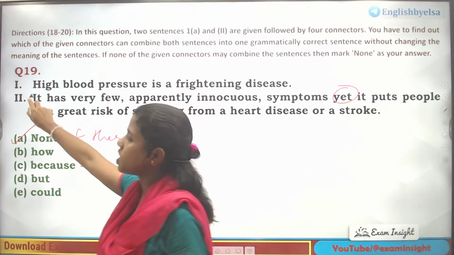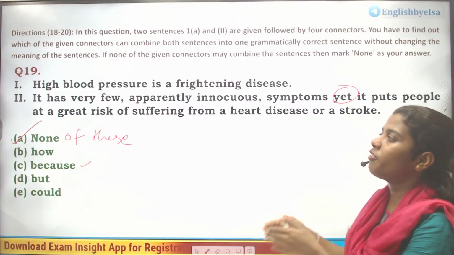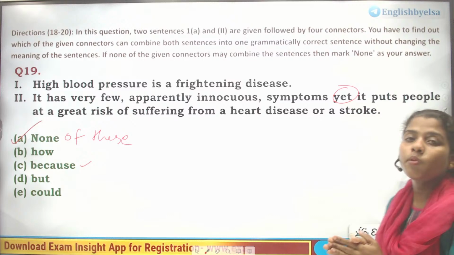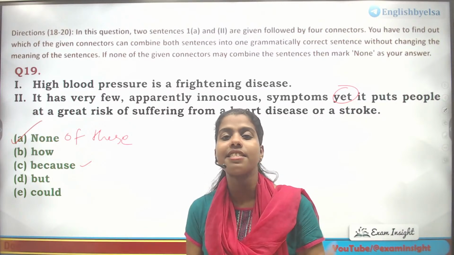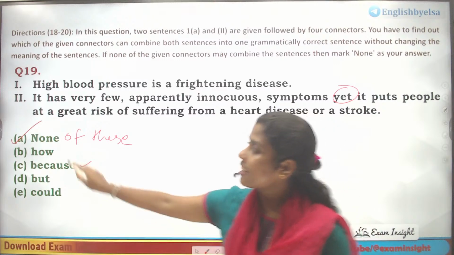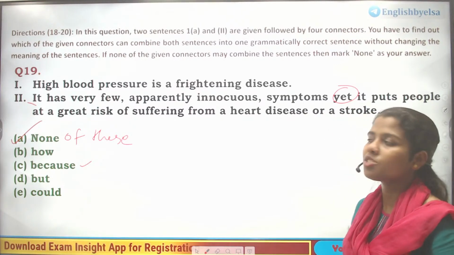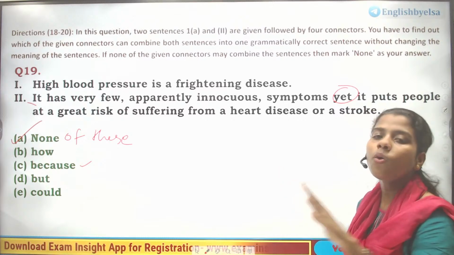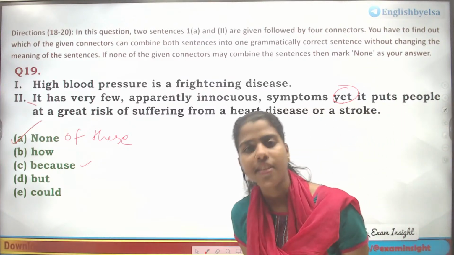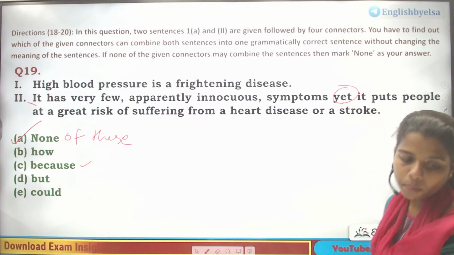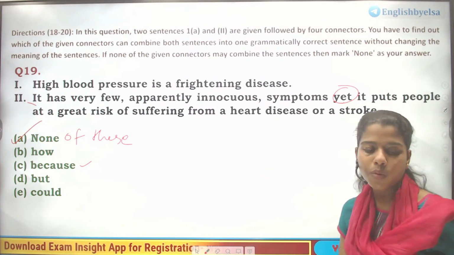If you put in because here, high blood pressure is a frightening disease because it has very few apparently innocuous symptoms, yet it puts, that means two similar kinds of connectors are in a single sentence, which makes the sentence grammatically incorrect. That is the reason I cannot put any of the connectors here. No other words can connect these two sentences, because already a connector is in that sentence. Option A is the correct answer for question number 19. I hope you understood why I chose option A.